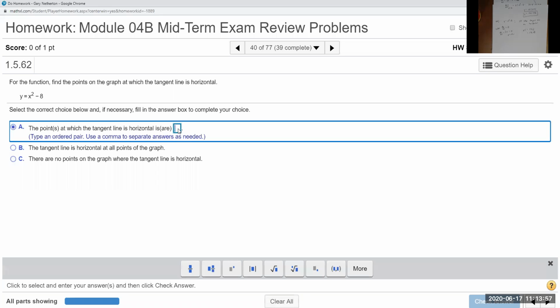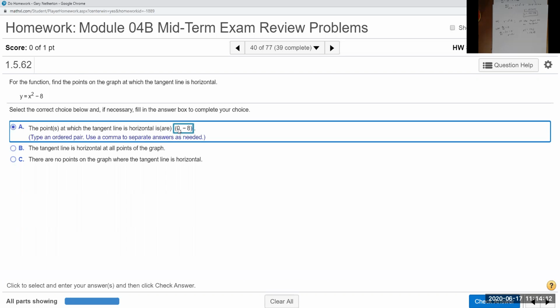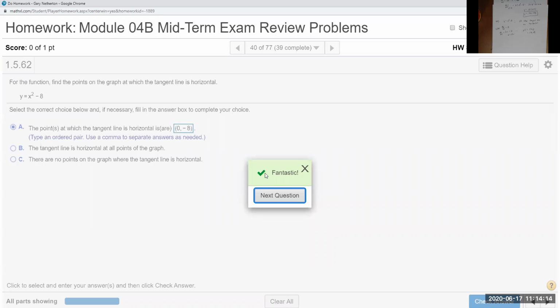So let's enter this answer and see if that's correct. I'm saying 0, negative 8. I'm pretty sure you probably need to put these in parentheses, because it says type an ordered pair. There's actually only one point where this happens, and that is the correct answer.